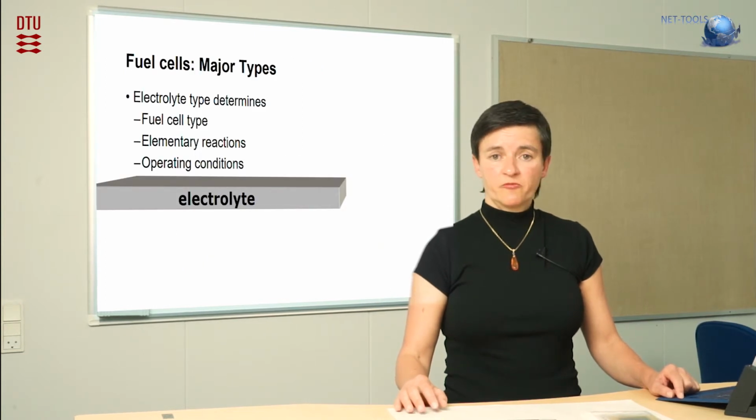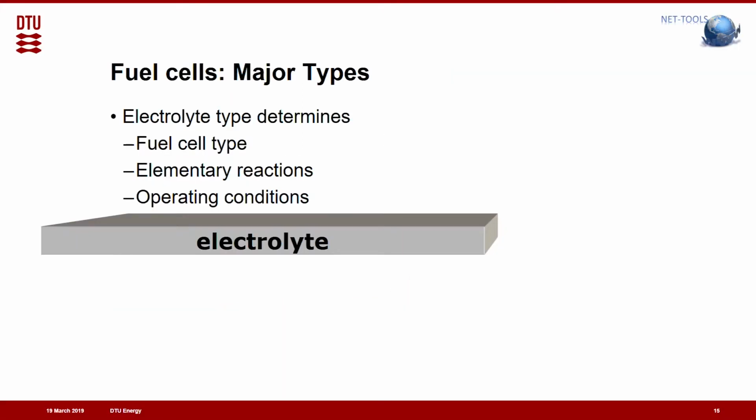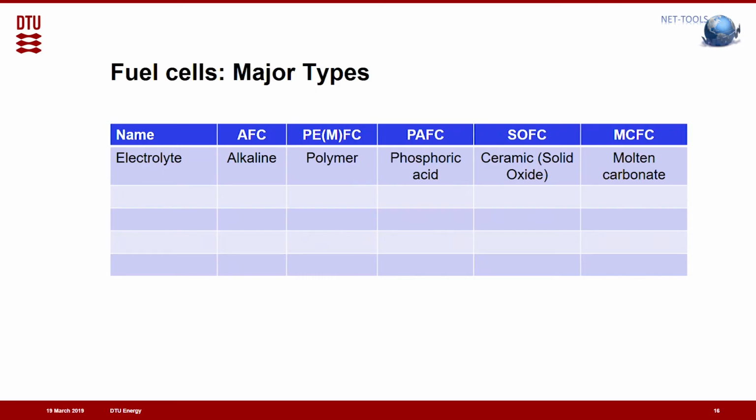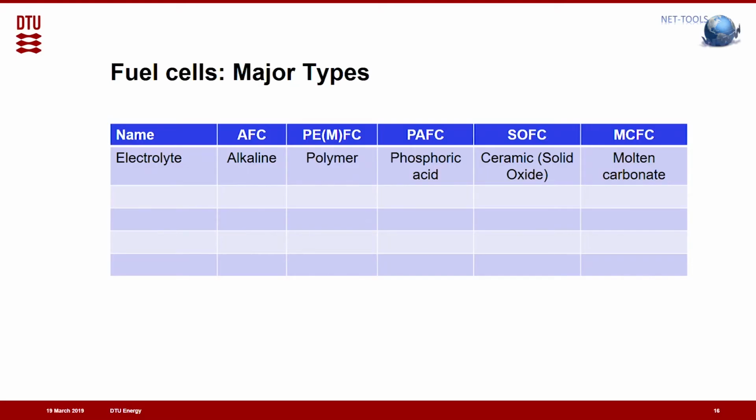There are a couple of major fuel cell types. They are divided according to the chemistry of the electrolyte, which determines the name, the type of elementary reactions and the operating conditions such as temperature and the type of fuel you can use. This table shows you the major types: alkaline fuel cells, polymer exchange membrane fuel cells, phosphoric acid fuel cells, solid oxide fuel cells, and molten carbonate fuel cells. They are all named in this way according to the electrolyte chemistry.